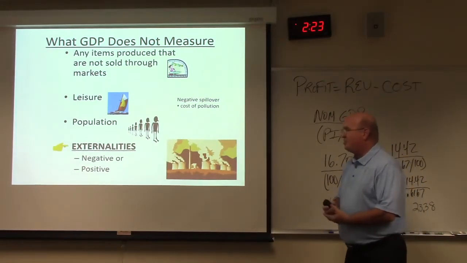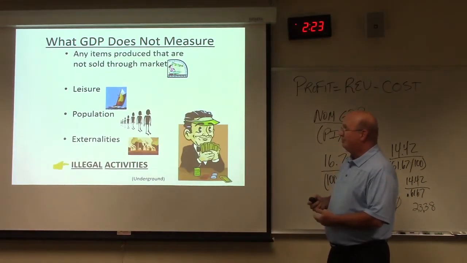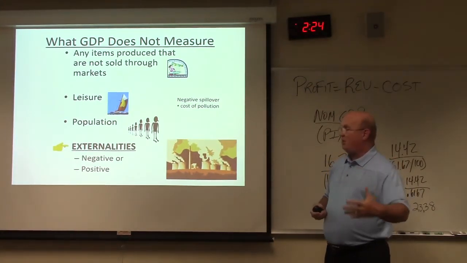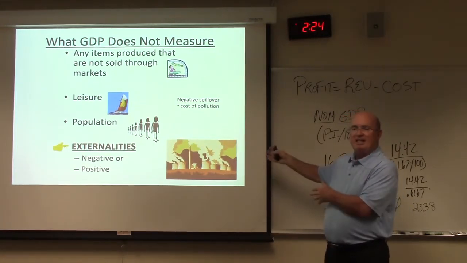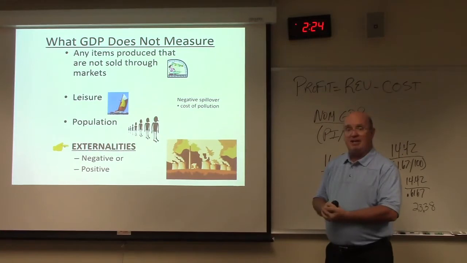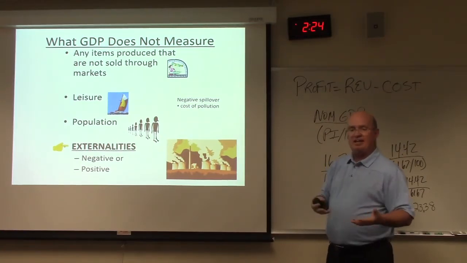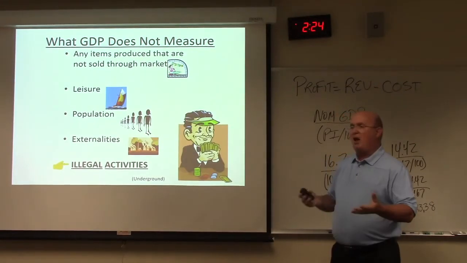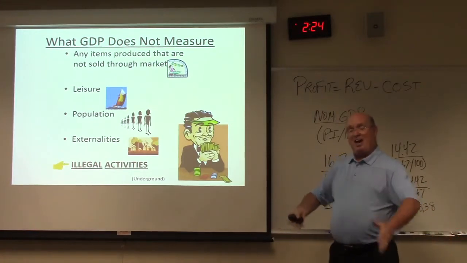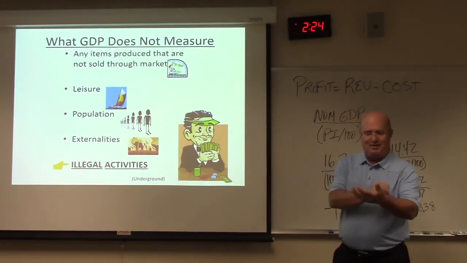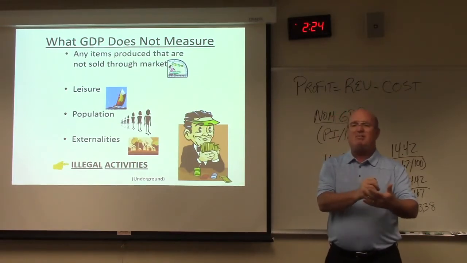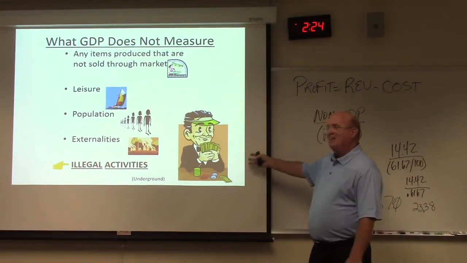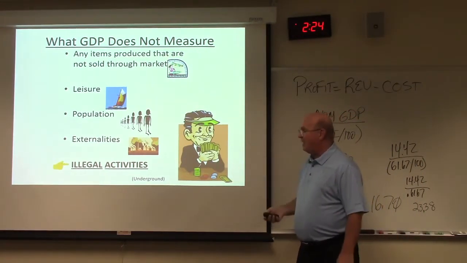We also don't count externalities. Remember, that was the spillovers, the spillover cost and spillover benefit. We don't count those. So if you have a negative thing, a health problem, we don't count it. If you've got a positive thing, like the injections, we don't count. Also, we don't count illegal activities. Why? They're illegal. Try going up to the local drug lord on an official government piece of paper and go, excuse me, could you tell me how much drugs you produced last year and sign here? Right? Doesn't happen. So that's part of the underground economy that we don't count.